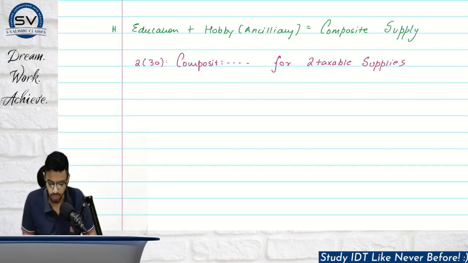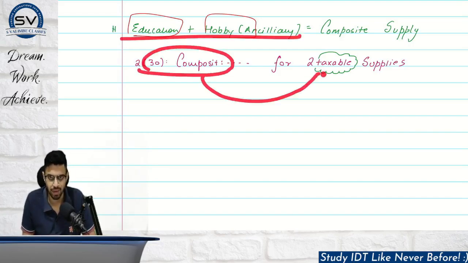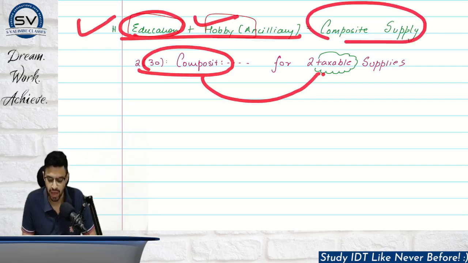Point to be noted, my lord: taxable supplies. But in this case, this is exempt, this is taxable. So this is one taxable, one exempt. We said that this is a composite supply, but the composite supply definition says two taxable supplies. But in the above case, it is one exempt, one taxable. Technically, then how can it be a composite supply and how can we use the concept of composite supply?